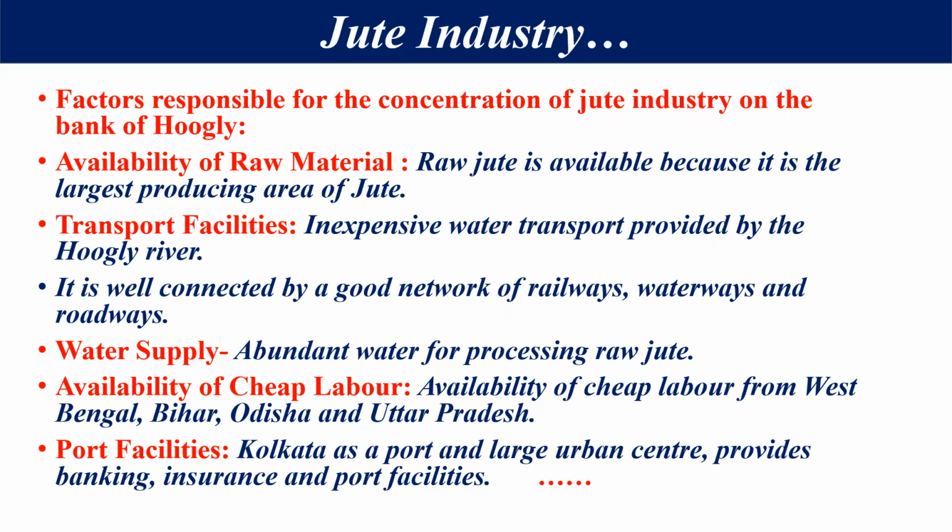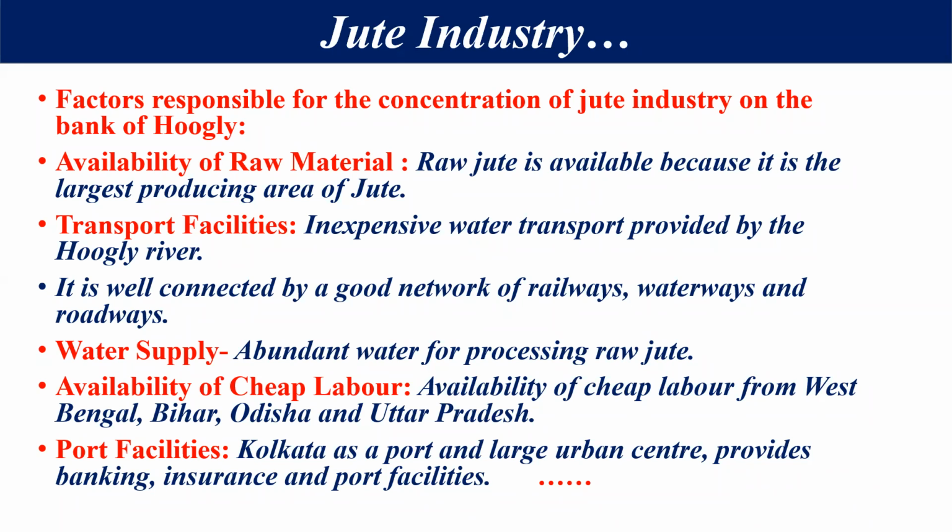Maximum mills are established on the bank of Hooghly River. So there is a huge amount of water for the processing of raw jute and other things available in that area. So water supply is sufficient, right? Now next point is availability of cheap labor. It would be the most important thing because we require skilled and unskilled labor. West Bengal, Bihar, Odisha, and Uttar Pradesh are the most populated states in India. So cheap, skilled and unskilled labor is easily available in this area, right?